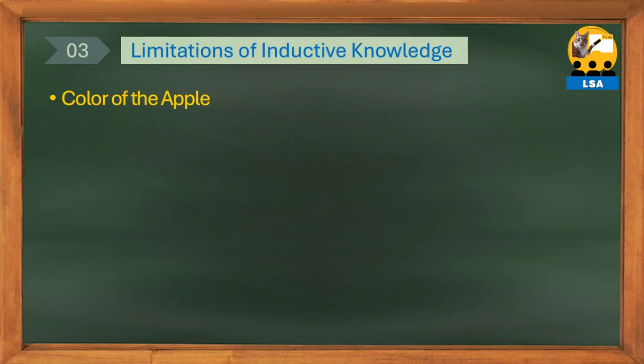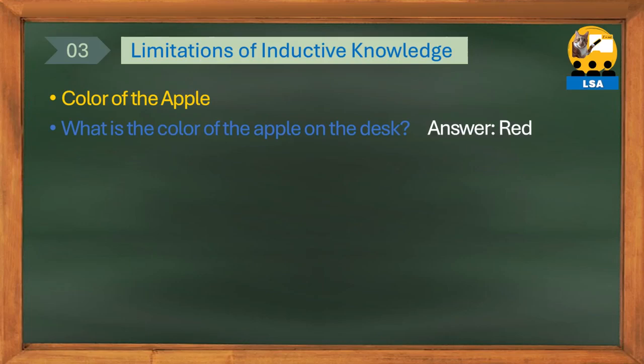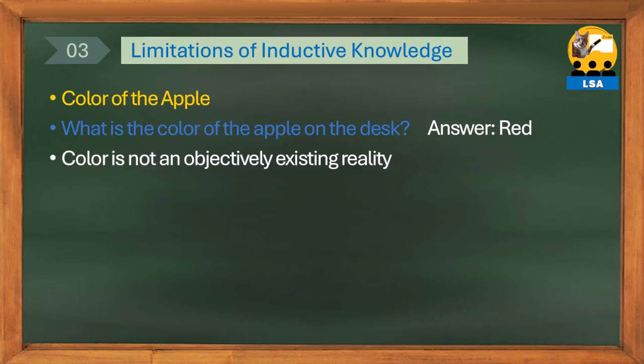Now let's find the answer to the second question. What is the color of the apple on the desk? In question 1, we perceived the apple and knew the apple actually exists. Here we will find the answer about the color of the apple existing like that. If you answer red to this question, it is correct, and if you say green, it is wrong. Here I want you to pause the video and think about why red is the correct answer and green is the wrong answer. As you will learn in physics and life sciences later, color is not an objectively existing reality.